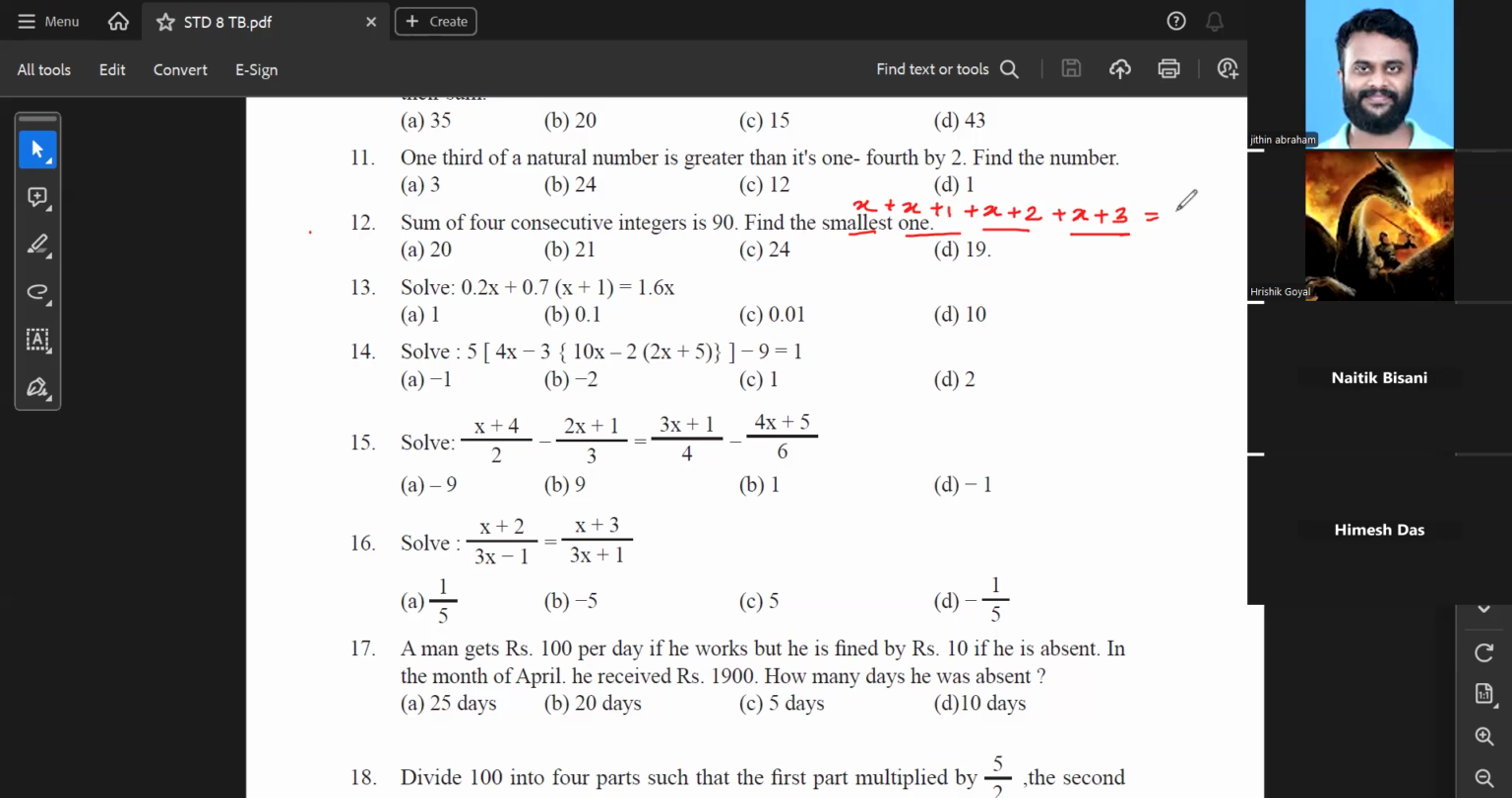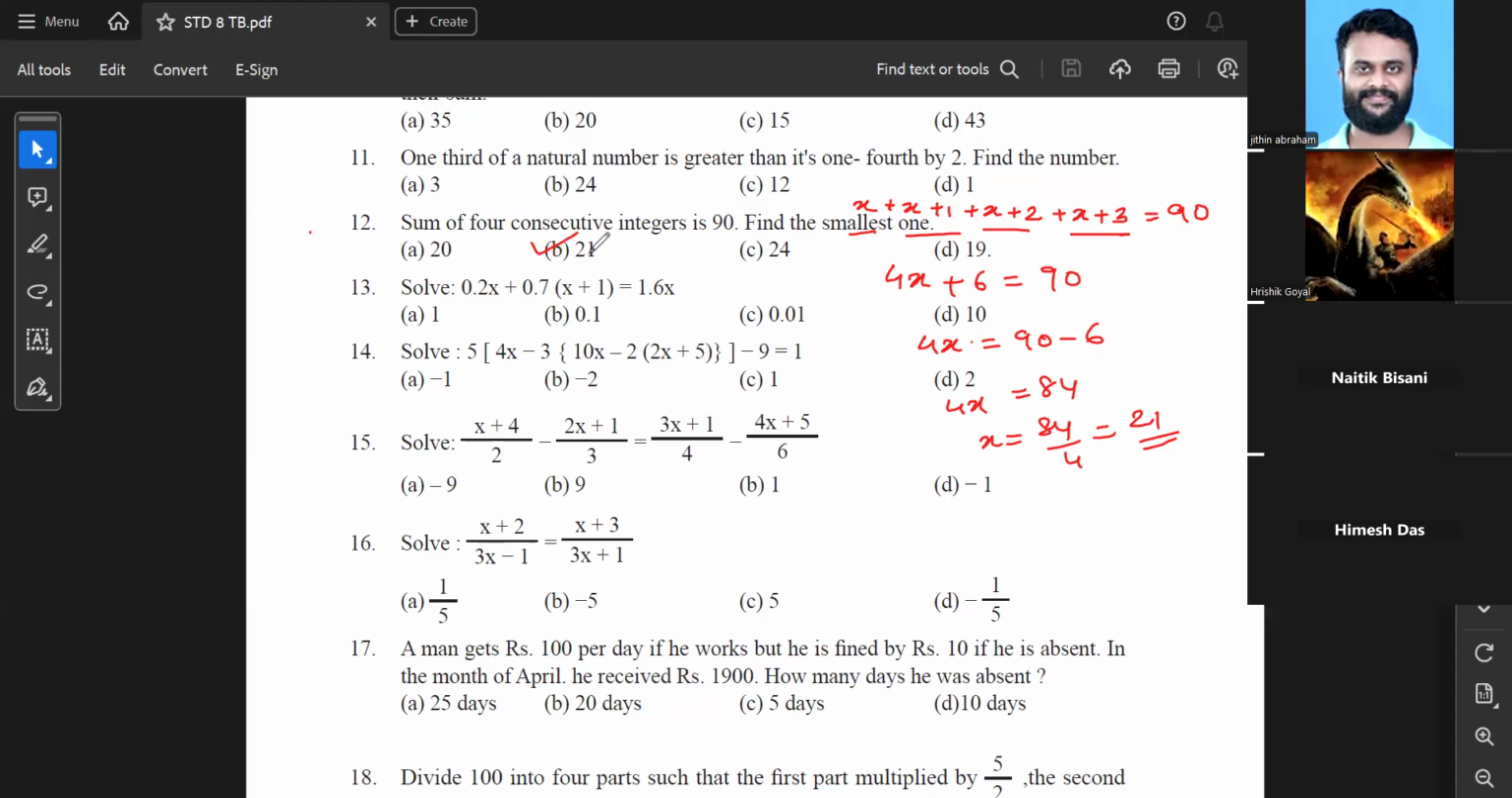When you add all of them, you will get 90. Now you know what to do next. You add all the x's, you'll get 4x plus 1 plus 2 plus 3, which is 6, equal to 90. So 4x is equal to 90 minus 6, which is 84. So 4x equals 84, x equals 84 divided by 4, which gives you 21. Yes, since your answer is 21.